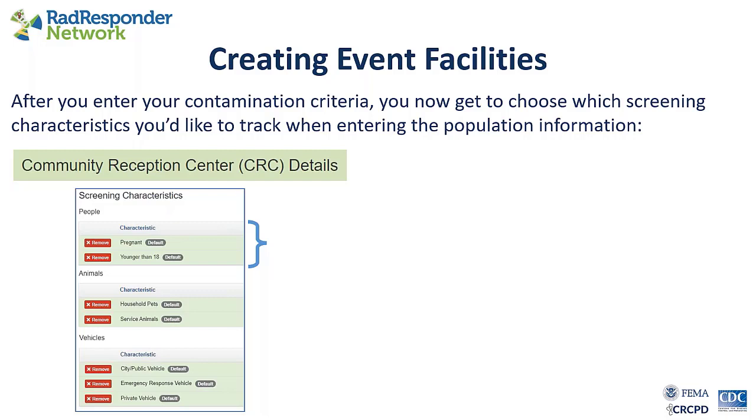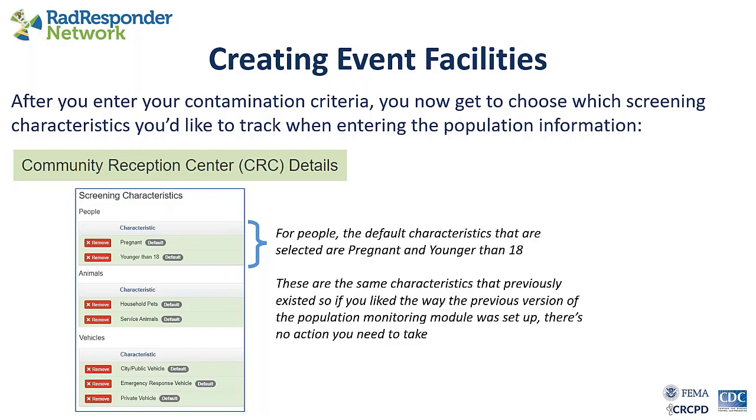You'll do the same for animals and vehicles in terms of the external contamination, and then you'll be brought to the screening characteristics. So these are the different types of people that we are tracking. So by default, if you've used this capability in the past, you'll know that for people, we tracked pregnant and younger than 18. They're still going to be the default characteristics. So if those are the ones that you like to track, you don't really have a need to track anything else, then you can just leave the module as is. But if you wanted to add additional screening characteristics, you can.